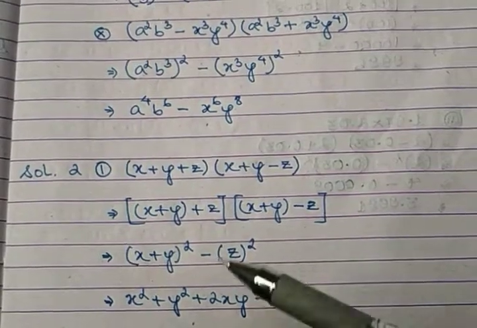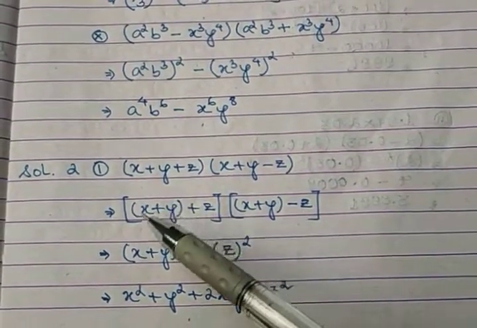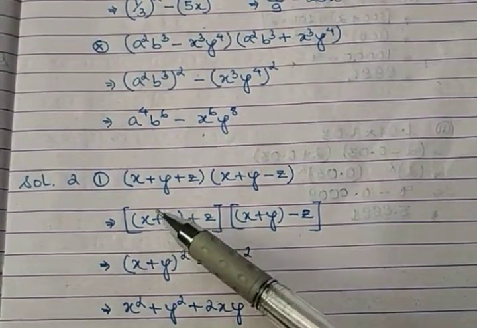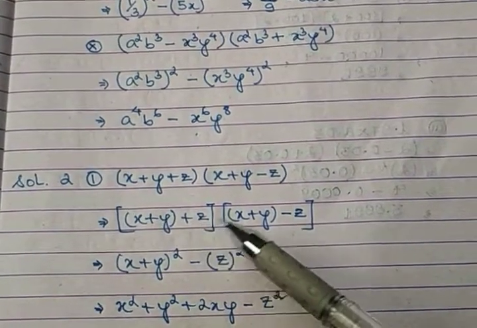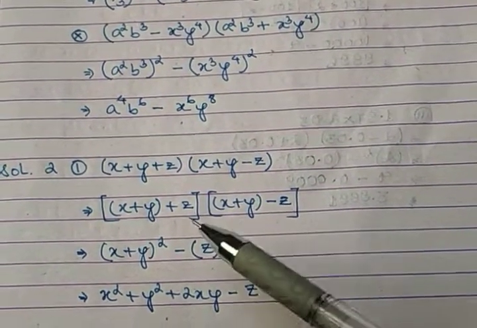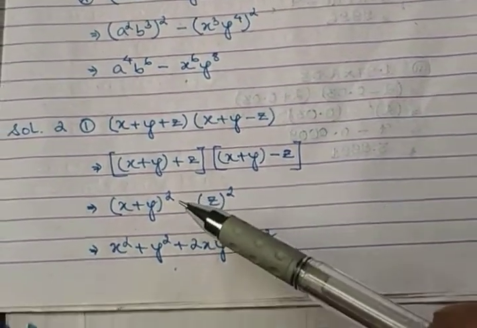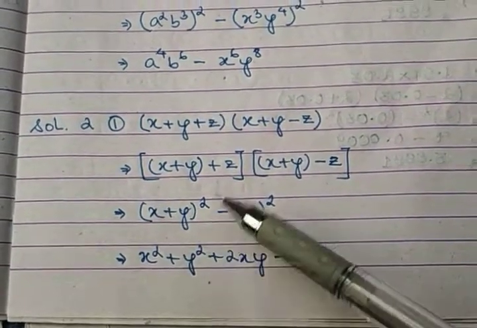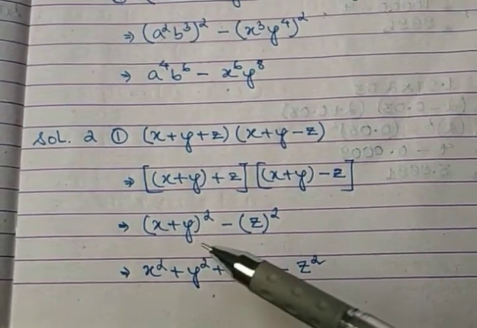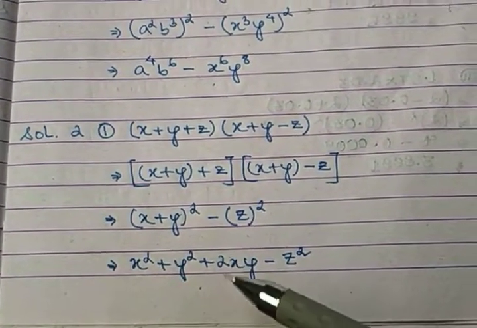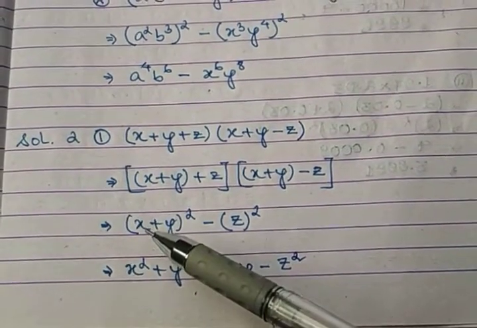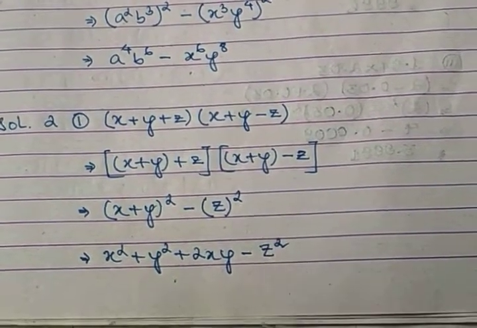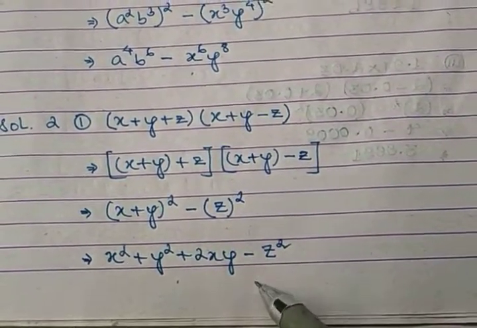Now, the motive of doing this is that now we can use the identity. If you assume this binomial as one term, see, a plus b, a minus b. So a plus b into a minus b, the expansion is a square minus b square. Therefore, a square minus b square. Now here comes the first identity: a plus b whole square. What was the expansion? A square plus b square plus 2ab, isn't it? That is why, x plus y whole square, in place of a we have x, in place of b we have y. So x square plus y square plus 2xy minus z square. I have expanded all the terms and finally got my answer.